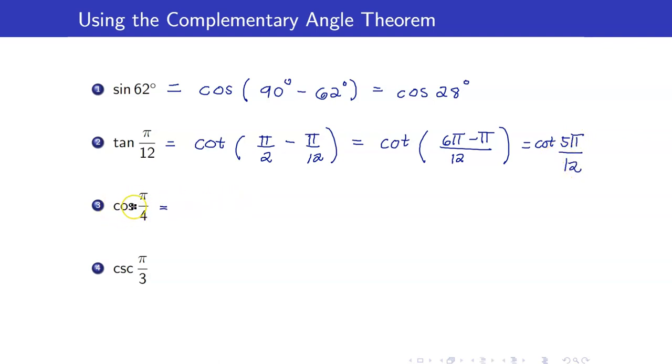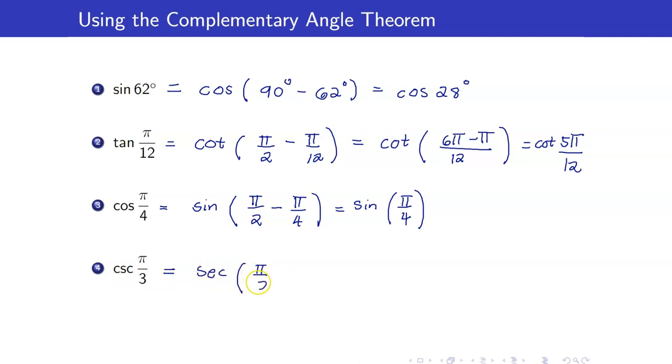For the third one, cofunction of cosine is sine. And then here, pi over 2, which is 90 degrees, minus pi over 4, and this is equal to sine of pi over 4 also, because the complement of pi over 4 is pi over 4 as well. For the last example, cosecant. The cofunction of cosecant is secant, then pi over 2 minus the angle, pi over 3, so this is secant of, LCD of 6, we get secant of pi over 6.